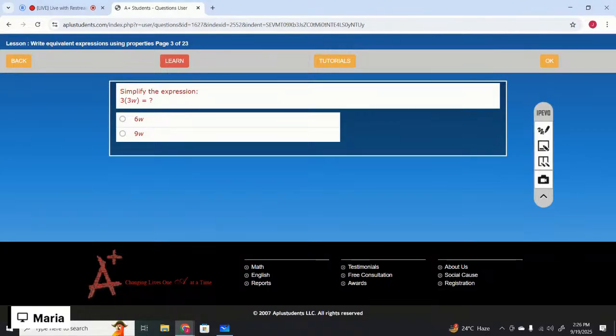Simplify the expression 3 times 3w. Three times 3 is 9. That is 9w. Option number 2 is the correct option.